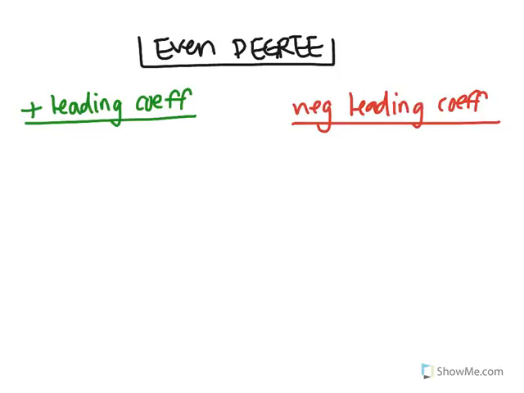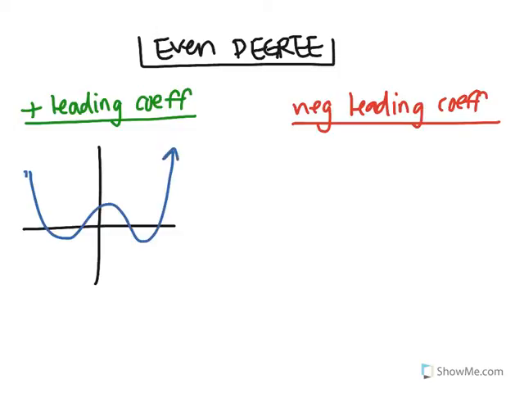Now let's look at even degree polynomial functions. When something's even, if you remember all those even powers, they ended up going in the same direction. So I'll do a graph that kind of looks like a W. This is even because they end up going in the same direction.